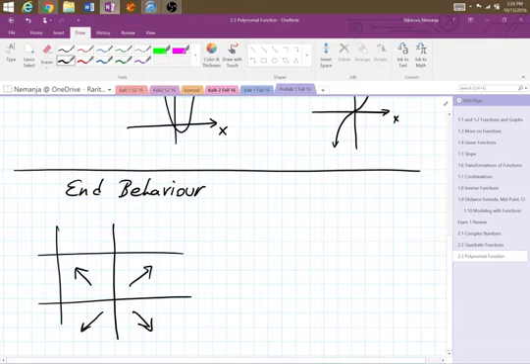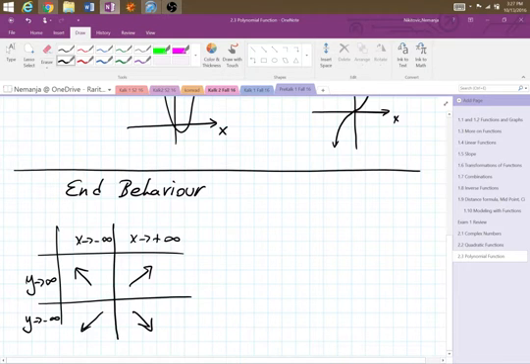These are the 4 behaviors we have at the ends. And in calculus, you would see that as y goes to infinity, and this is y goes to negative infinity, and this is x goes to negative infinity, and x goes to positive infinity, not just infinity.